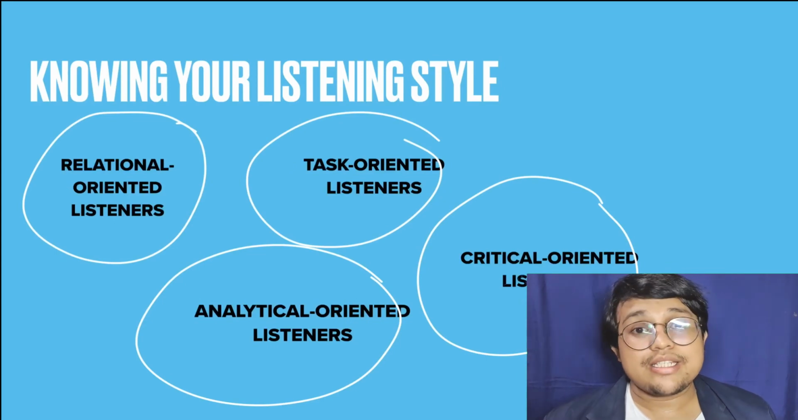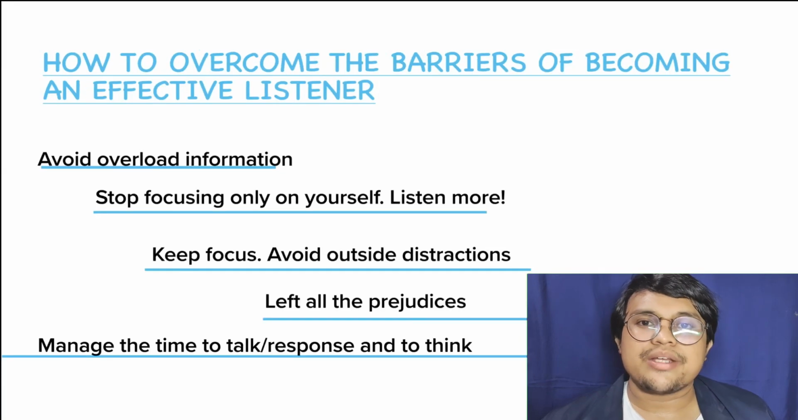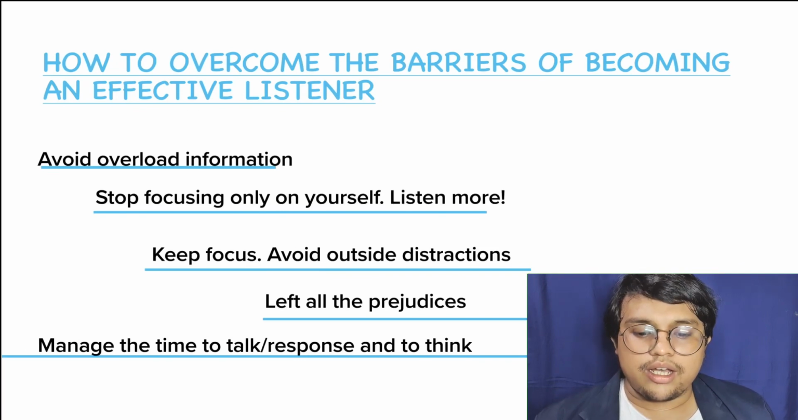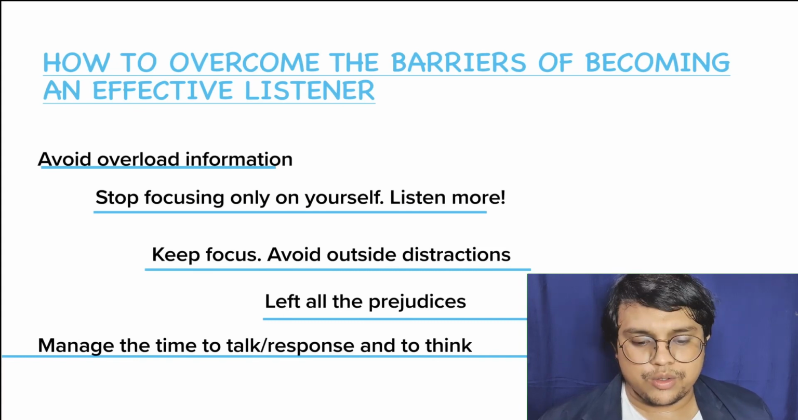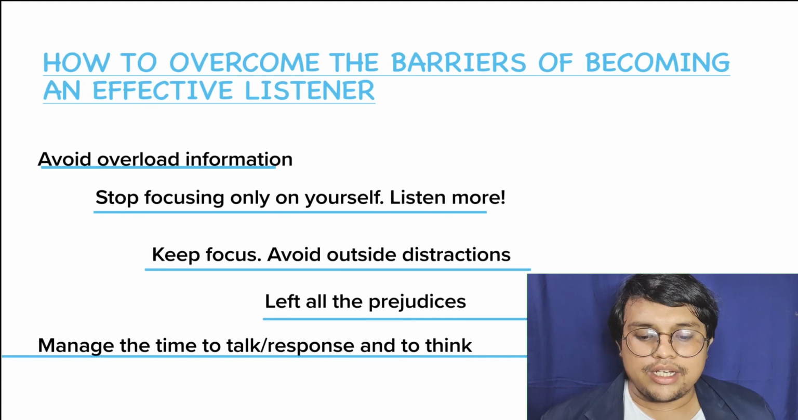After you have identified your listening goal and your listening style, now you are ready to enter the listening process. To make this process easier, there are several things to do to become an effective listener. When you are listening, you have to avoid information overload, stop focusing only on yourself, listen more, avoid outside distraction, leave all prejudice, and manage the time to think or to talk.